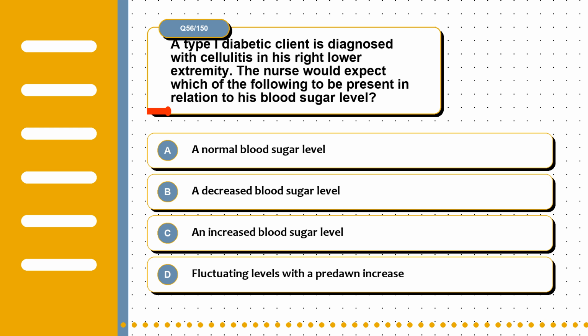Question 56. A type 1 diabetic client is diagnosed with cellulitis in his right lower extremity. The nurse would expect which of the following to be present in relation to his blood sugar level? Here are the options. Option A, a normal blood sugar level. Option B, a decreased blood sugar level. Option C, an increased blood sugar level. Option D, fluctuating levels with a predominant increase.